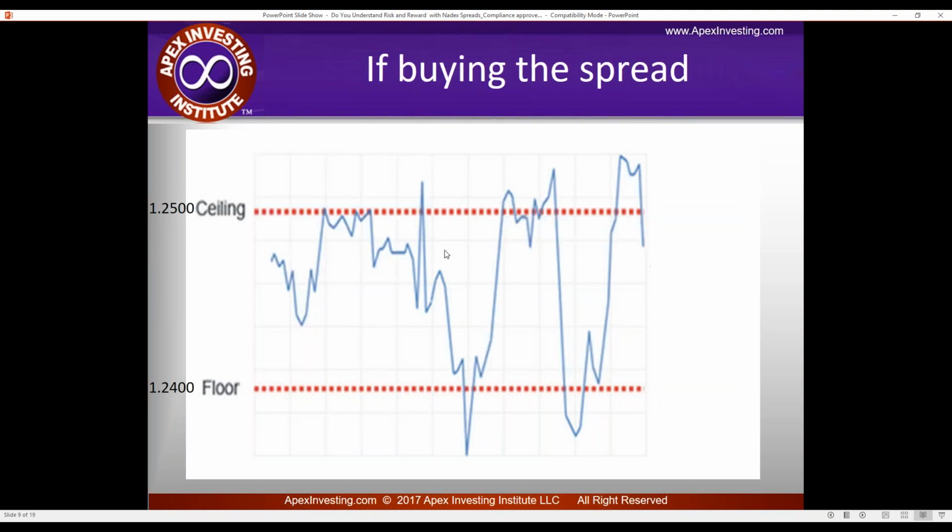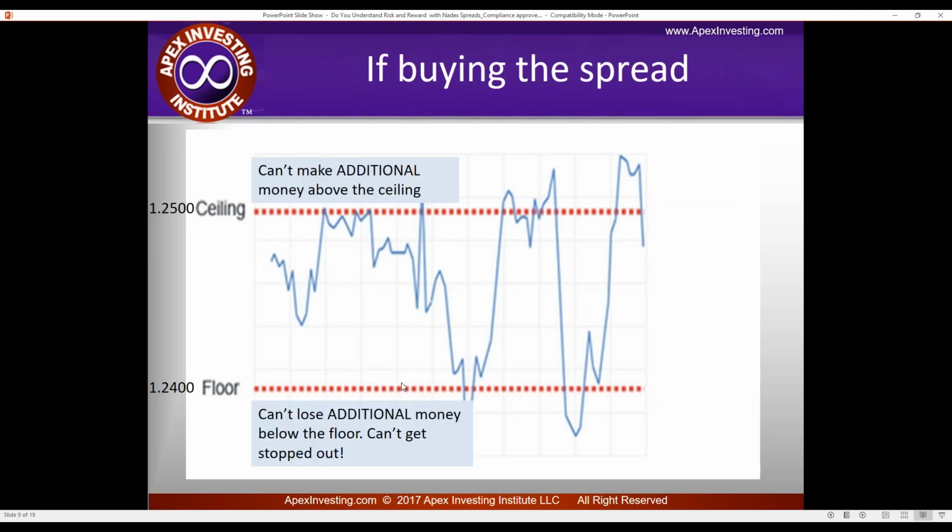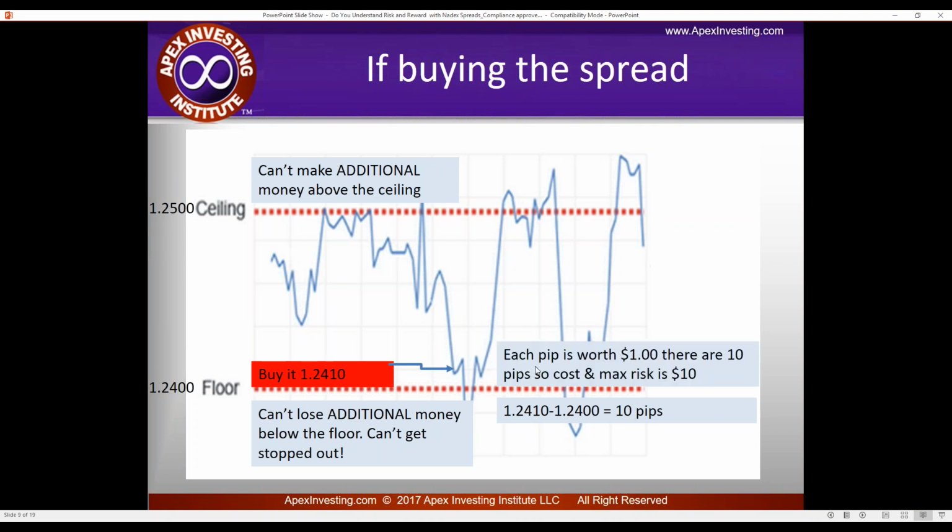Okay, if I'm buying a spread, it's the same thing, just the opposite. I can't make additional money above the ceiling, and I can't lose more below the floor. So same type of example, if I bought right here at 24.10, thinking the market's going to go up, it could go against me 100 pips down, but I'm only exposed down to the floor. So from where I bought at 24.10 down to the floor at 2400, it's only 10 pips. Each pip is worth $1. 10 pips of risk, 10 pips of cost. My maximum risk is $10.